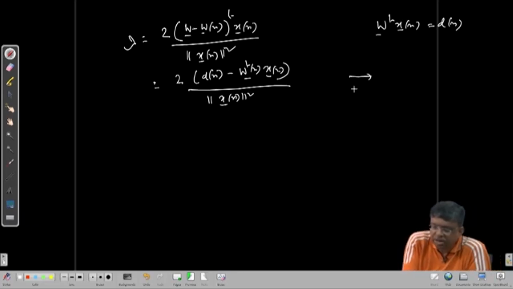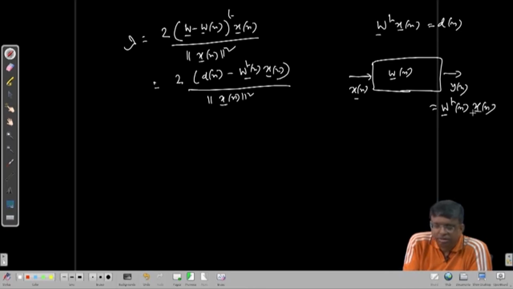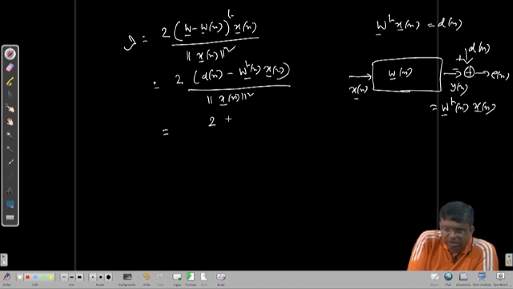Now, what is happening in the filter, x n is the input and I have got this W n. So, the output is W transpose n times the input vector, this we know. So, if I subtract this filter output from d n, as I am doing here, this is my good old filter output error, which is used for adaptation. I am calling it E n. So, it is twice E n by norm x n square. This is lambda.